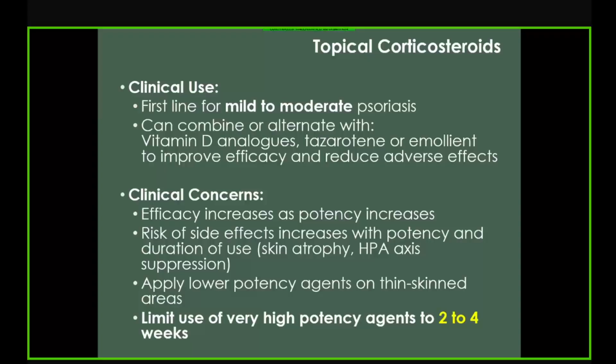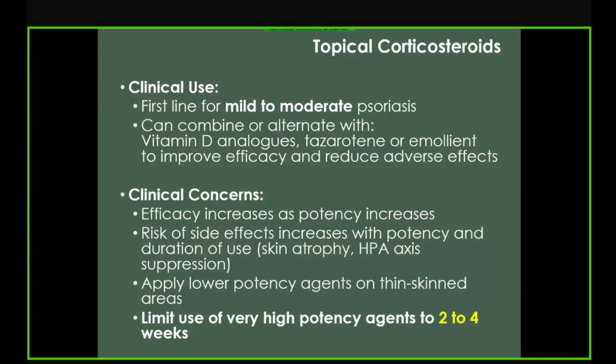Looking at my concerns, efficacy, or how well my medication is working, is going to increase with the potency of my steroid. The side effects are going to increase also with the potency of my steroid and how long I use it. Looking at the lower potency agents, those are what we prefer in those thinner areas, right? My groin area, my face, underneath my armpit. And then again, limiting my high potency agents to 2 to 4 weeks.